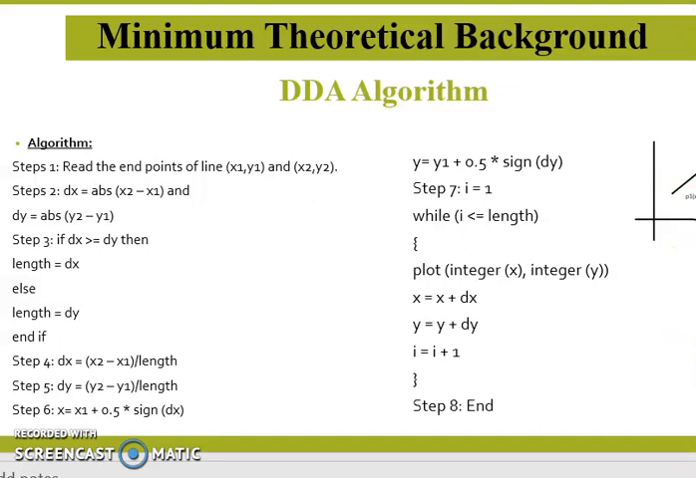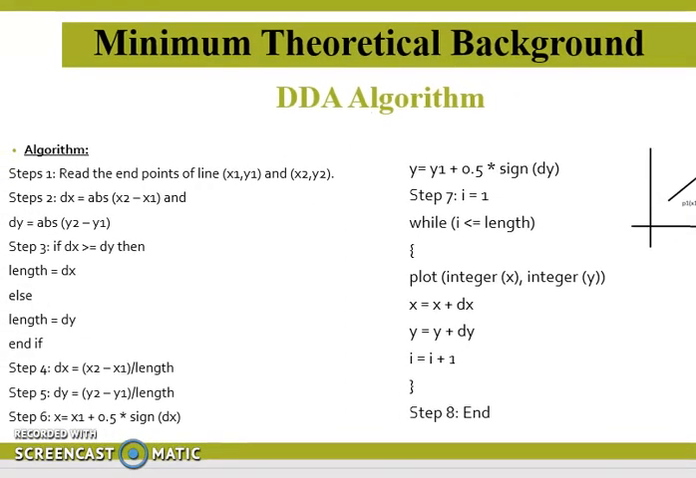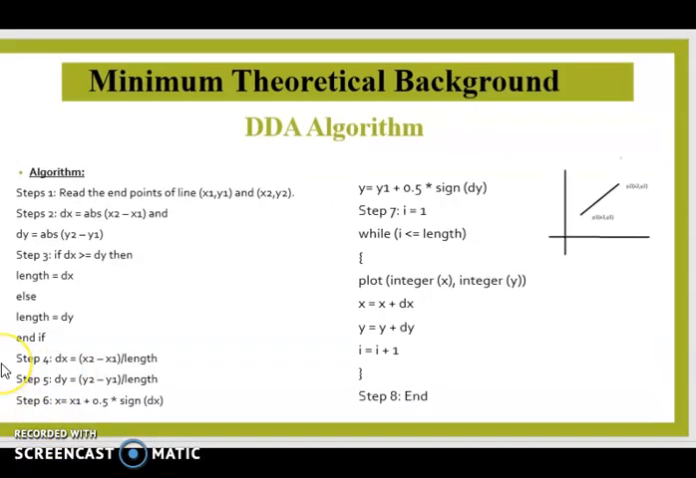We have studied in detail in our theory lecture what the DDA algorithm is and how it is implemented. Here, just have a look at this algorithm. We know that we have P1 and P2, the starting point and the ending point of a line. In this algorithm, we know only the starting point and ending point of a line.